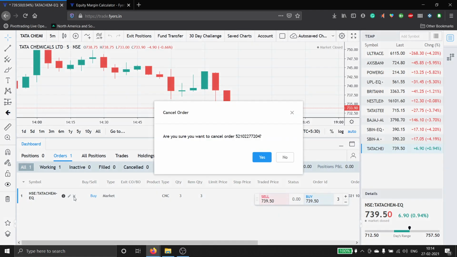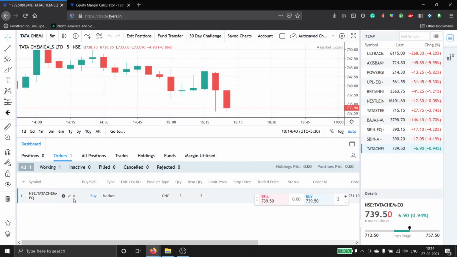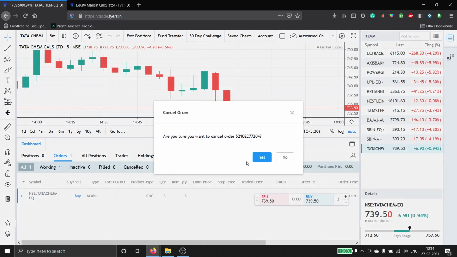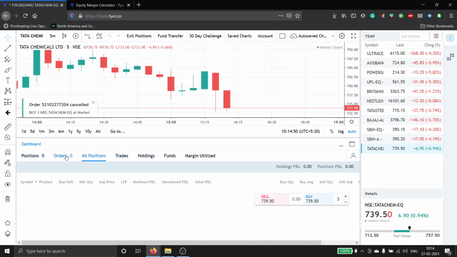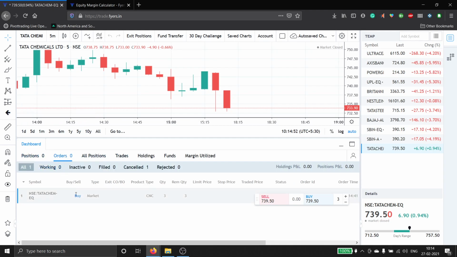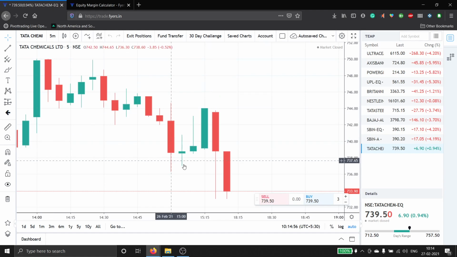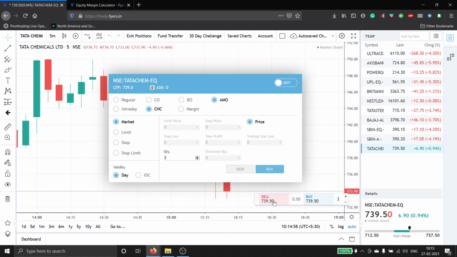I don't want the trade to be executed, so I'll cancel it. Yeah, so it got cancelled. Alright, so all your orders and all your positions will be displayed here, and you can check them here itself. And if you want to exit, you can click on the cross, and it will automatically exit. So that's how you place an order.